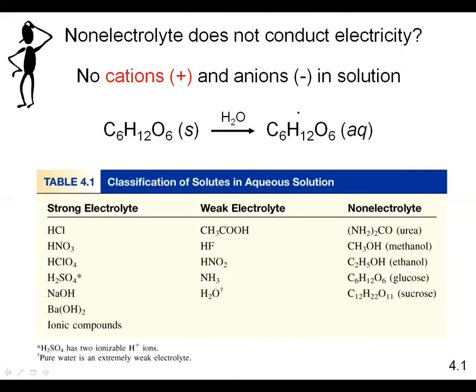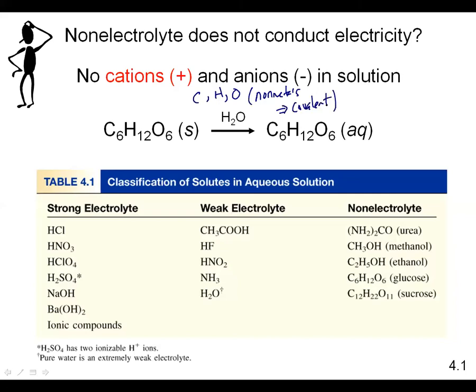So this is an example of a non-electrolyte, and something like sugar is an example of a non-electrolyte. If you take a little sugar packet and dissolve it in water, as you know, it will dissolve. But sugar is essentially made up of carbons, hydrogens, and oxygens, which are all nonmetals, which means they're going to be doing some type of covalent bonding.